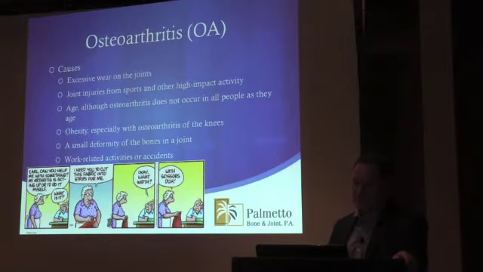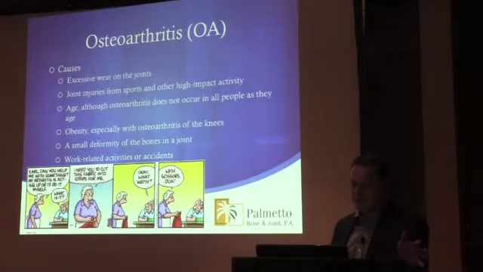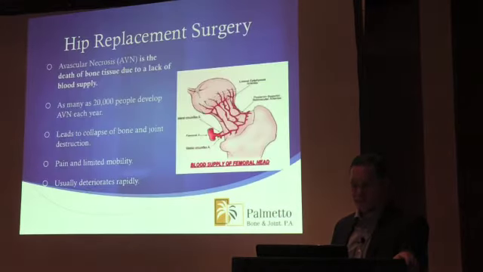Causes of osteoarthritis, again, it's excessive wear of the joint. That can come from joint injuries from sports or other high-impact activities. It can be age-related, although osteoarthritis does not occur in all people as they age. Obesity, especially with osteoarthritis of the knees, small deformities in the bones and joints, and then work-related activities or accidents can lead to arthritis in the joint as well.